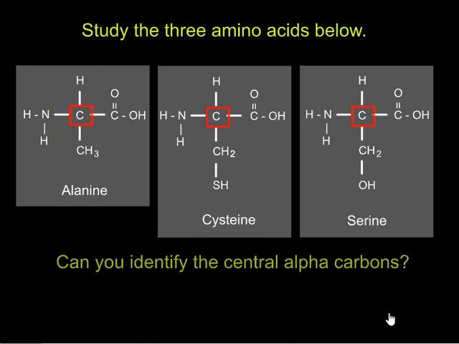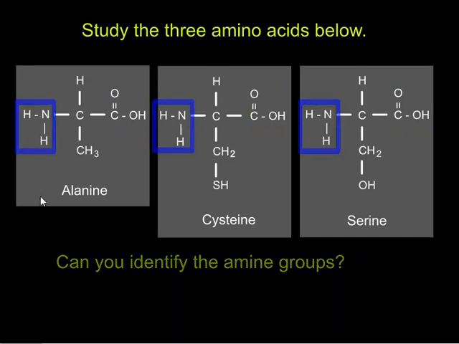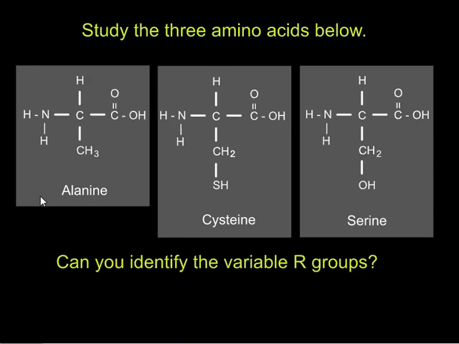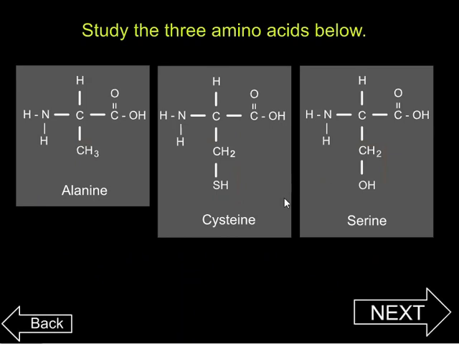Can you identify the central alpha carbon? Yes, this is the central alpha carbon. This is the carboxyl group. Can you identify the amine group? That is the blue amine group. Can you identify the R group? That is different in all three amino acids, which makes them different. Alanine has CH3, cysteine has CH2 and SH, while serine has CH2 and OH. So all other basic structure is the same except the R group, which varies and makes each amino acid different.